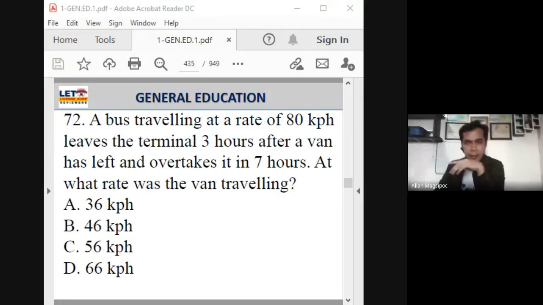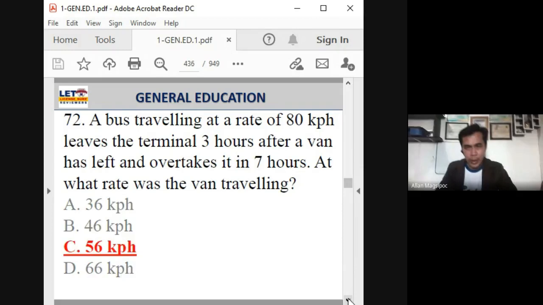Alright, let's reveal the correct answer. But before that, how many hours has the van traveled before it was overtaken by the bus? Total hours of the van. 10, sir. Correct, 10 hours. Oh, so you have an idea. Inverse or direct, obviously it's inverse. We're asked about the speed of the van. So using inverse proportion, our discussion earlier, the correct answer for this question is, yes, very good.